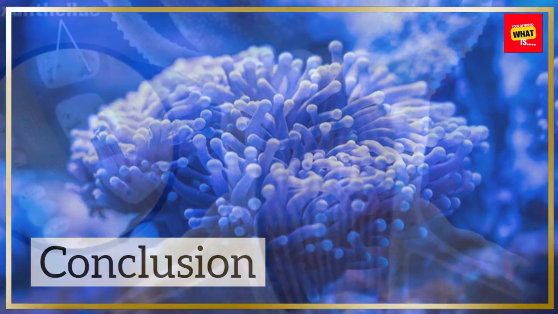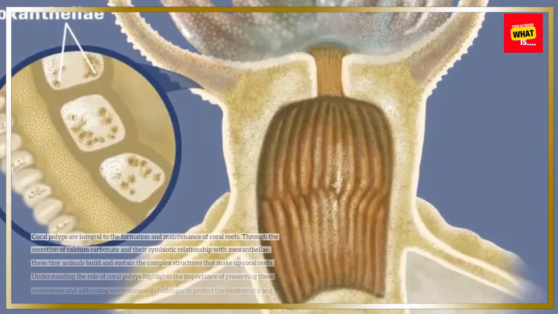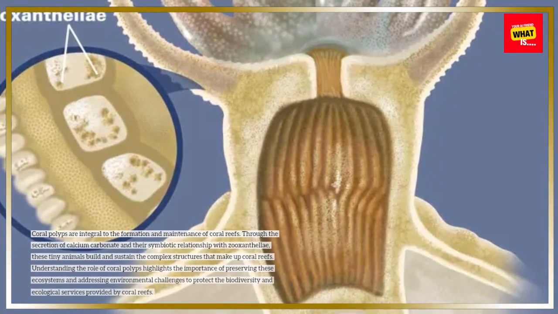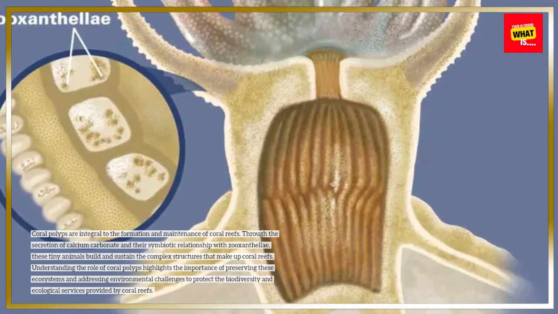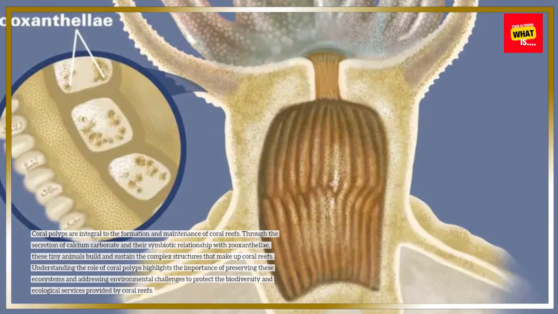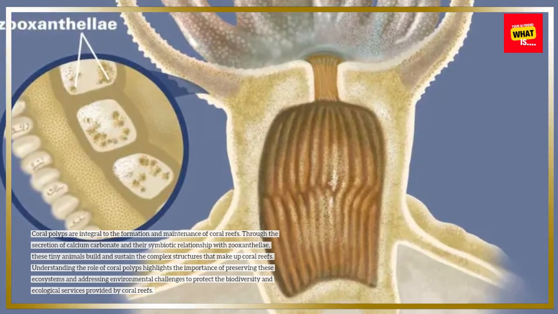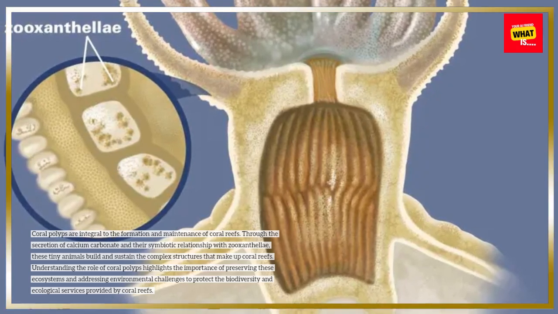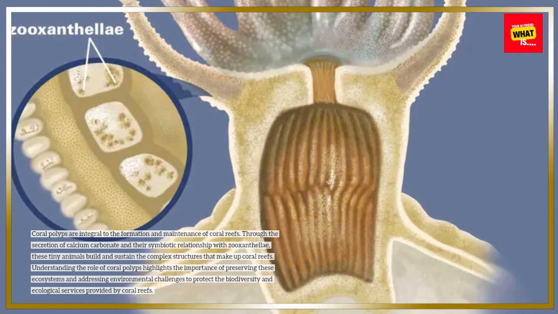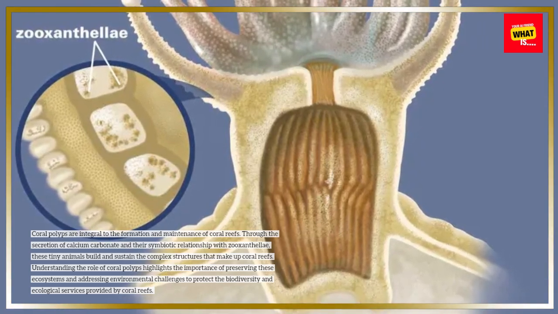Conclusion. Coral polyps are integral to the formation and maintenance of coral reefs. Through the secretion of calcium carbonate and their symbiotic relationship with zooxanthellae, these tiny animals build and sustain the complex structures that make up coral reefs. Understanding the role of coral polyps highlights the importance of preserving these ecosystems and addressing environmental challenges to protect the biodiversity and ecological services provided by coral reefs.